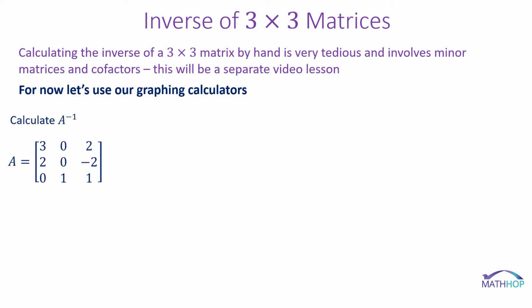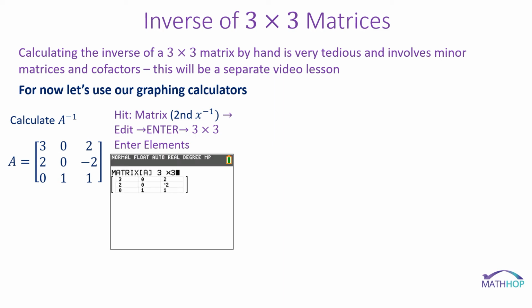So to calculate the inverse of matrix A, given this 3 by 3 matrix A right here, we are going to take out our graphing calculators. We're going to hit matrix. Remember, matrix is that second function and the x with the negative 1 in the exponent position. Then we'll hit edit, enter 3 by 3. You have to put 3 by 3 and enter your elements. So here's what it looks like.